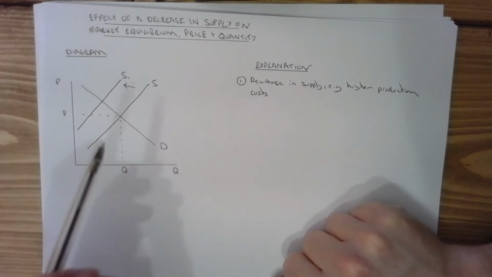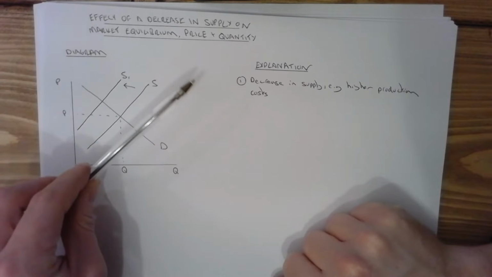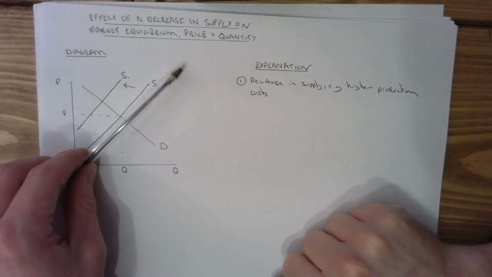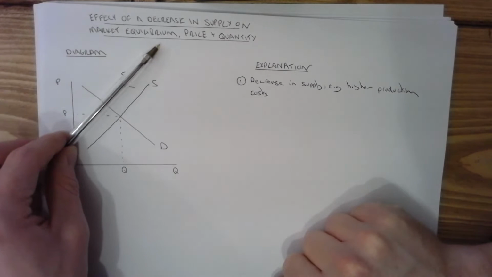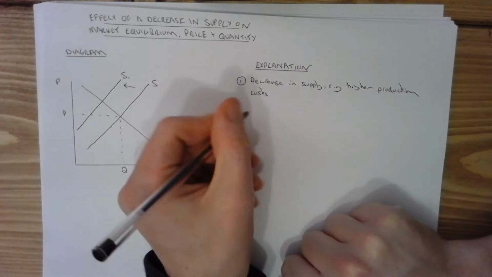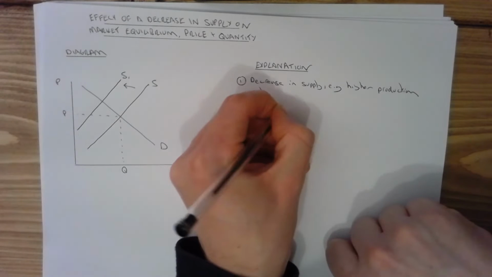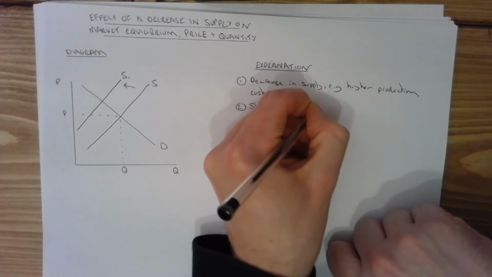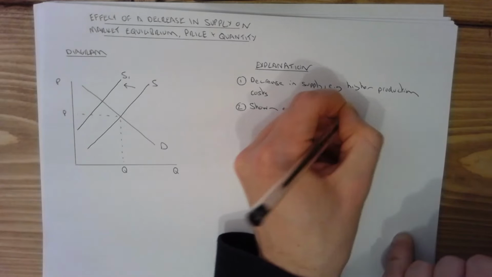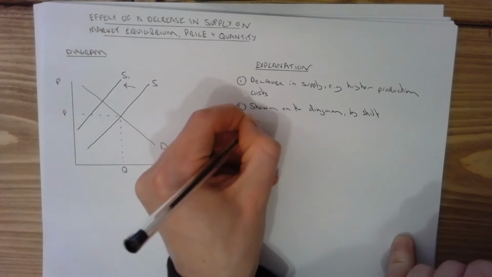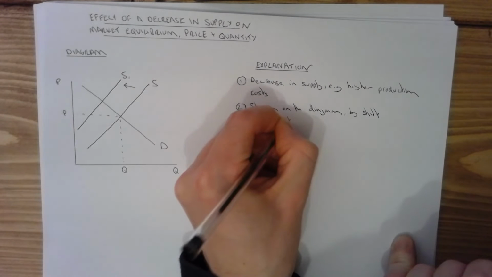If I use my pen here, you can see what that shift involves. Initially my supply curve is here at S, and then when there is that shift in supply, that supply curve moves to the left here at S1. And so I can include that in my written explanation as well. I can say that this shift is shown on the diagram by the shift from S to S1.